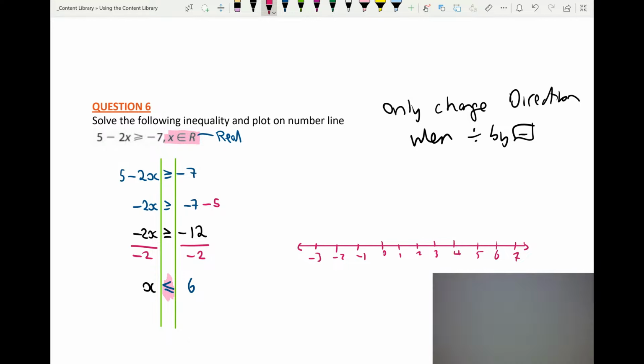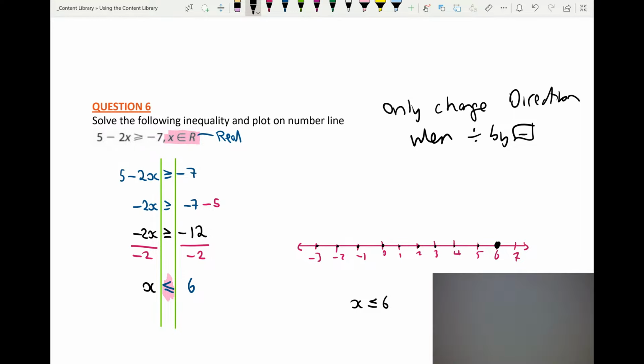Now it's telling me the inequality I need to plot is x less than or equal to 6. So less than or equal to 6 means I put a dot on 6. Now it's telling us to go less than or equal to 6, so we do put dots on all of these. Let's just explain this with a bit of background here. I'm putting my dots on all these whole numbers because they're all numbers that are less than 6.